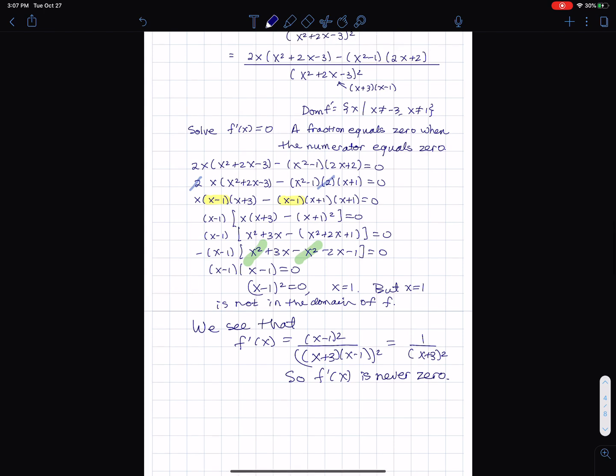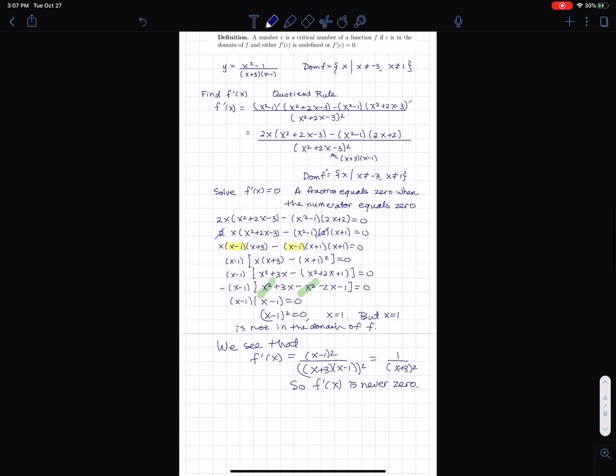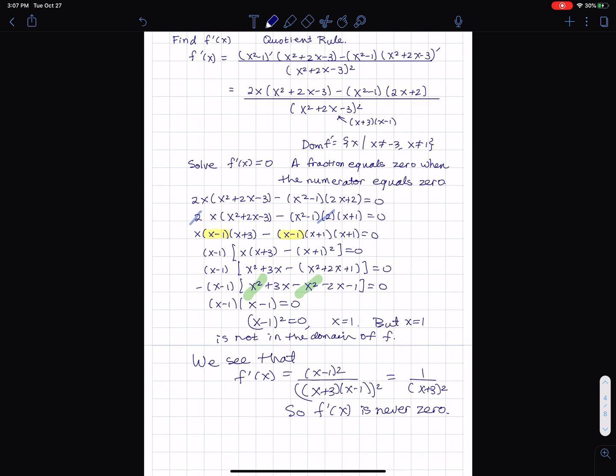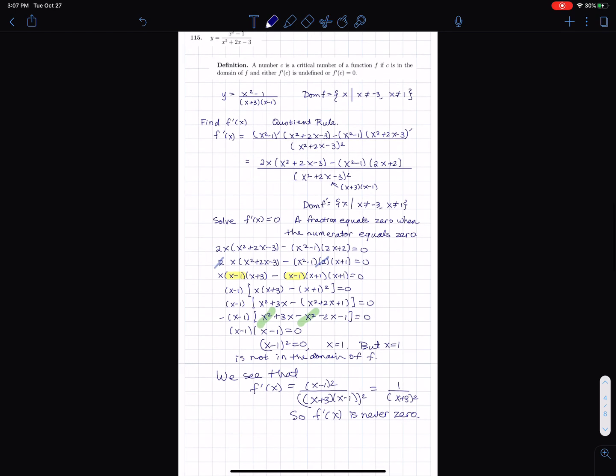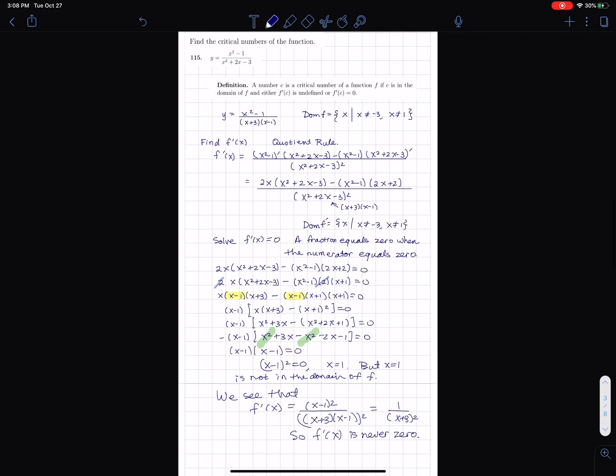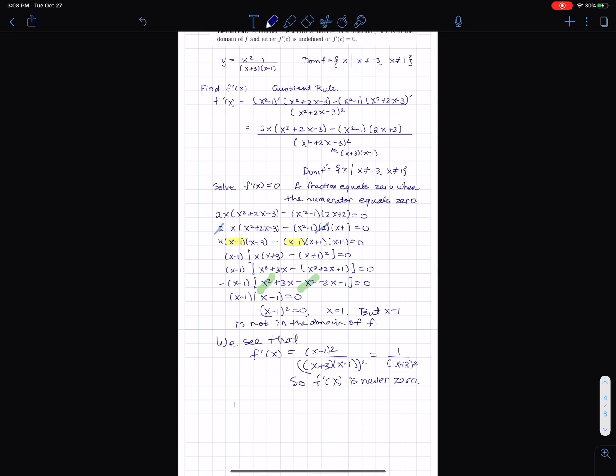And moreover, the numbers negative 3 and positive 1 are not in the domain of f prime, but they're also not in the domain of f. So after all of that, unless I got this wrong, but this is an odd problem, I can look it up. There are no critical numbers. I feel like I got tricked.